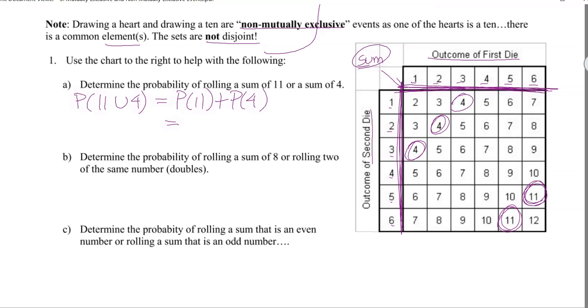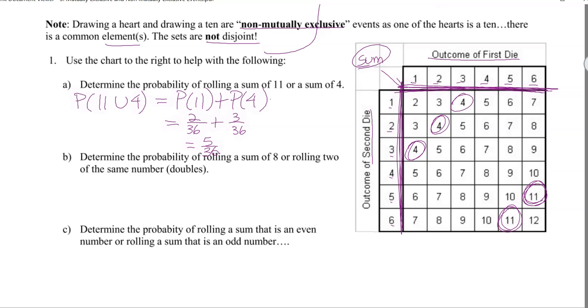So 1, 2, 3, 4, 5, 6. 1, 2, 3, 4, 5, 6. 6 times 6 is 36. So probability to get 11 is 2 out of 36. Now don't reduce anything because we're adding. Probability of a 4 is 3 out of 36. And that would be 5 out of 36. So the probability of getting a sum of 11 or a sum of 4.